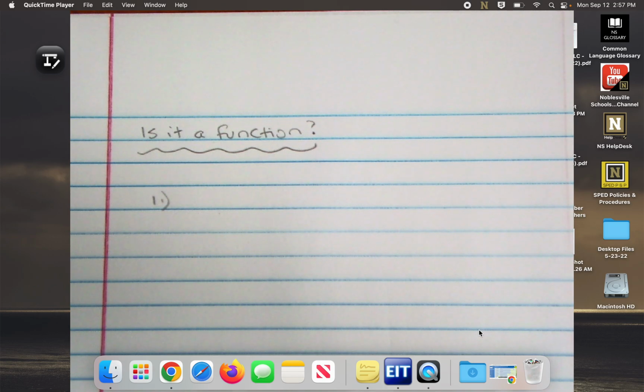Okay, so I'm going to draw you guys a diagram over here. My headache's still with me. So today what we're doing is we're looking at a relation to decide if it is a function or not a function.